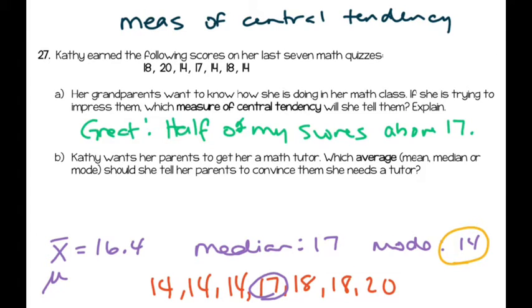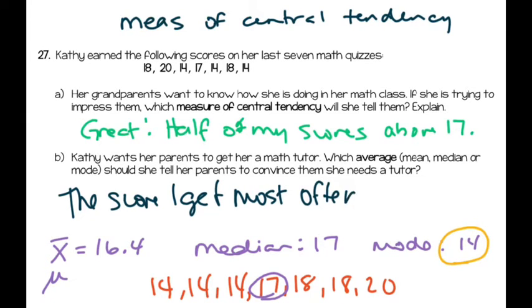Because if we say, well, my mode score is 14, Mom's going to say, well, it sounds like you know what you're talking about because you're using the word mode in a regular sentence. And so how can she say it? So my idea for this, and yours might be slightly different, but it's going to be along the same lines, is that the score I get most often, or the score I get the most, is 14 out of 20. And that's not a good grade.